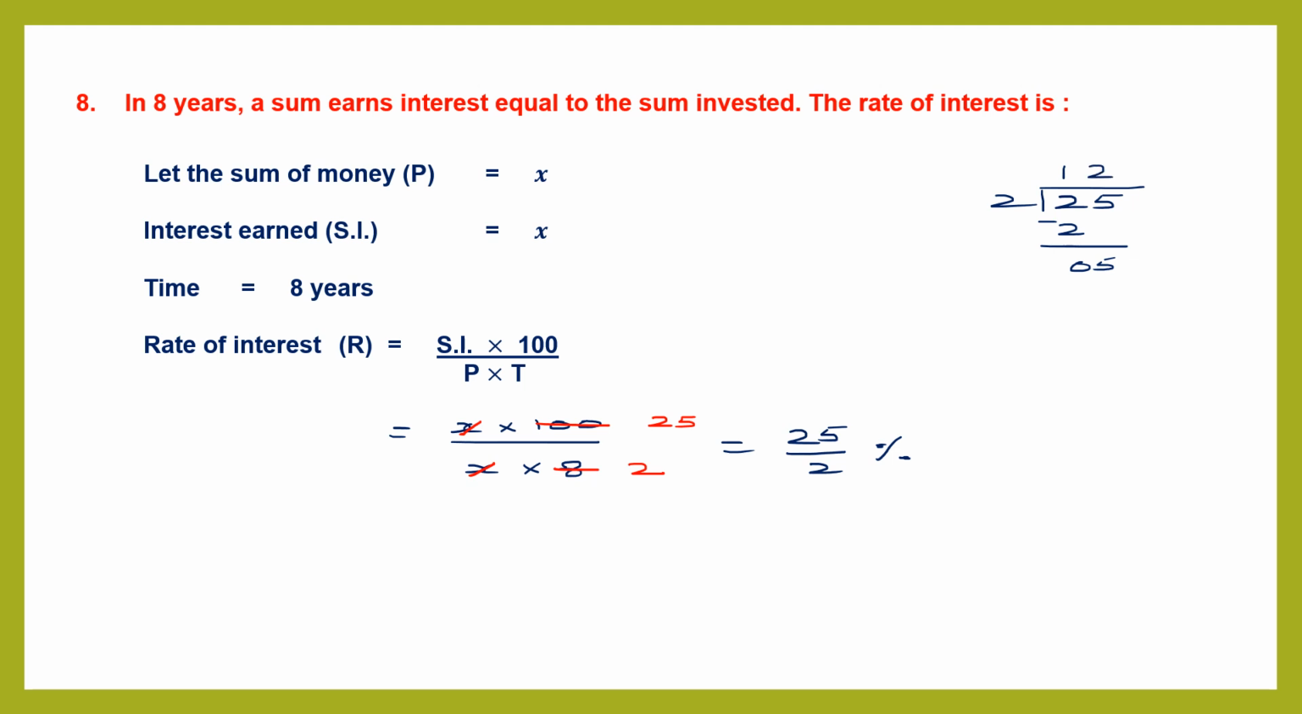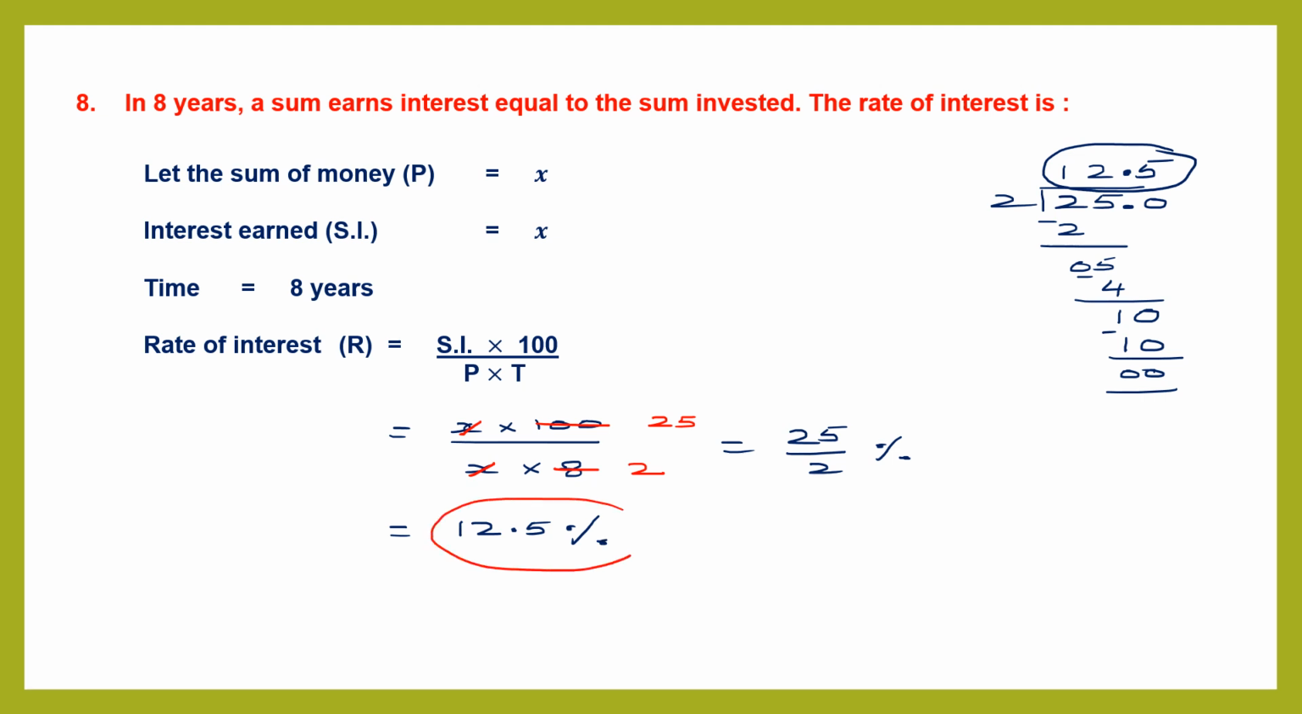2 2s are 4, minus, our remainder is not 0, so we continue. Put a point here, carry that point up. Put a 0, bring that 0 down. Now the number is 10. 2 5s are 10. Now the remainder is 0, so our division is over. 12.5, the quotient, is our answer. So the rate of interest is 12.5%. And this is option 4, 12.5%.